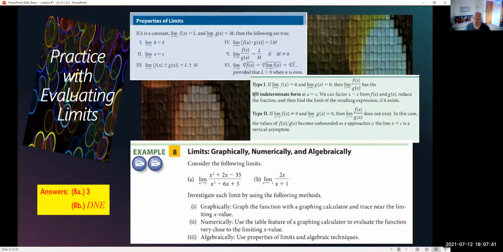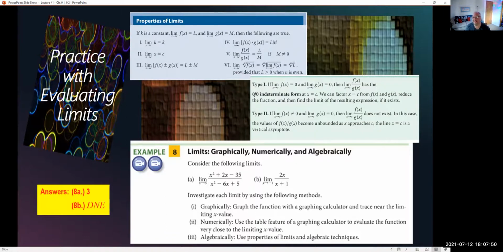All the tools that you would need to do those correctly are all right here. As you can see, properties of limits, type 1 and type 2, and you should be able to make it through getting them that way. So please make sure that you read through example 8 in your textbook.